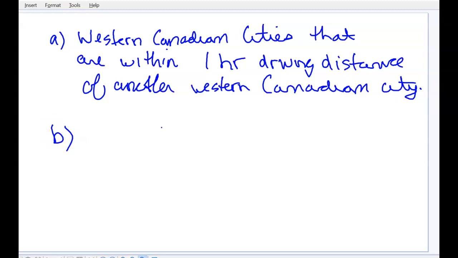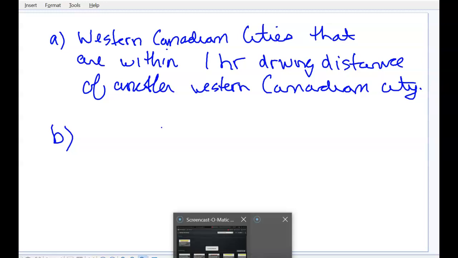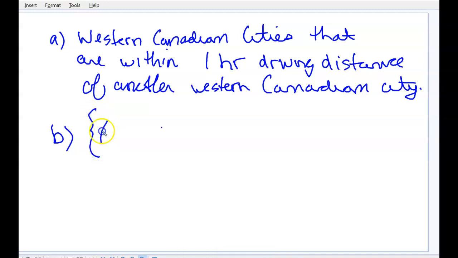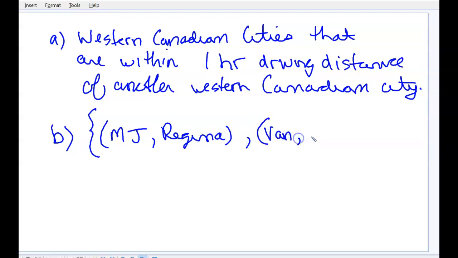I'm hoping you had a chance to try that. I've come up with a couple, and see if you come up with the same. One would be Moose Jaw and Regina. And the second one for me would be Vancouver and Langley. So again, you can compare those to the 2 cities you came up with, and I'm sure there are many possibilities. So there is the answer to question B.